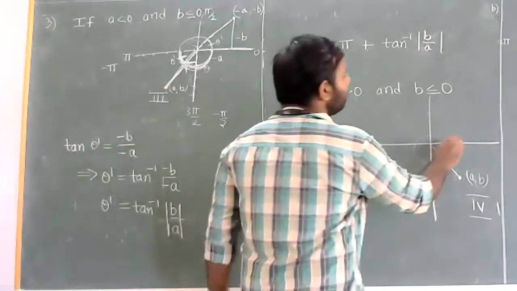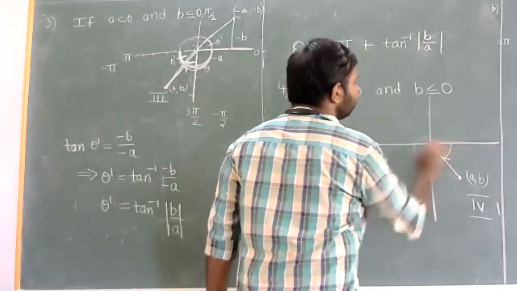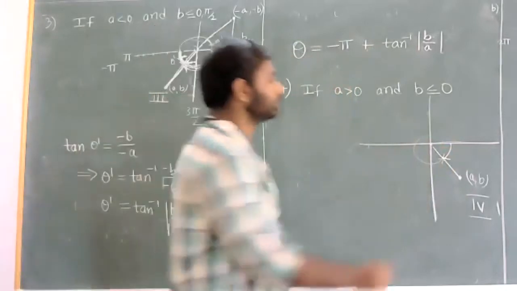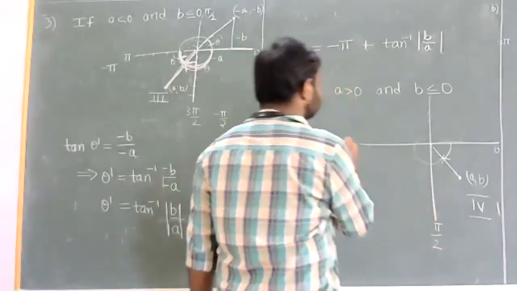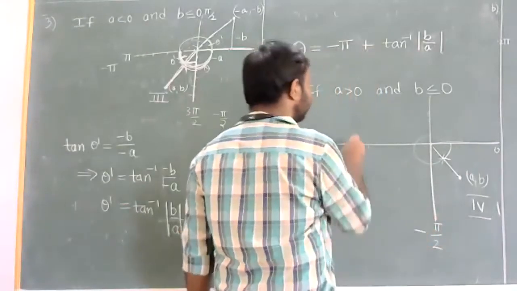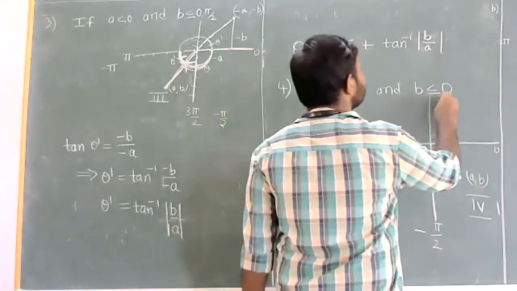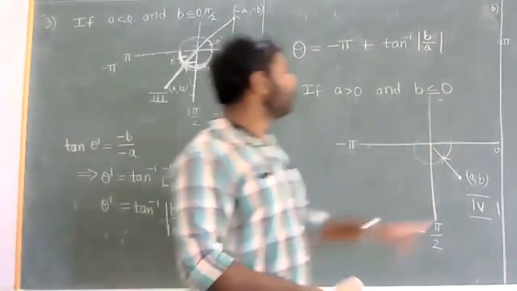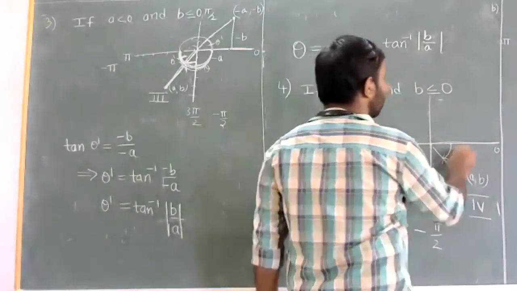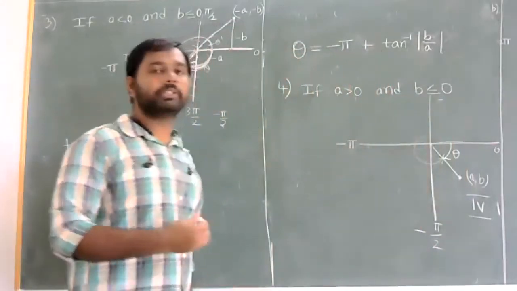So once again, we'll go in the negative direction. So this is 0, this is pi by 2, that is minus pi by 2, minus pi, like this. Now this is the required angle. Now how to measure it?